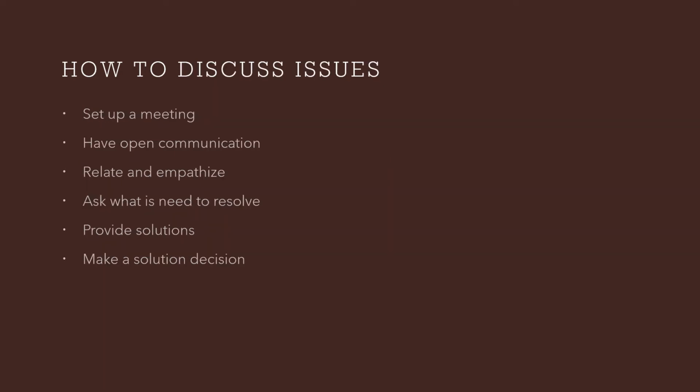So moving on, we're going to talk about how to discuss issues that happen within the team. The first thing you need to do is set up a meeting for the team member or members that you're having the issues with. And then you need to have open communication. You need to tell them what the issue is and then listen to what they have to say about the issue and why it's an issue to them.